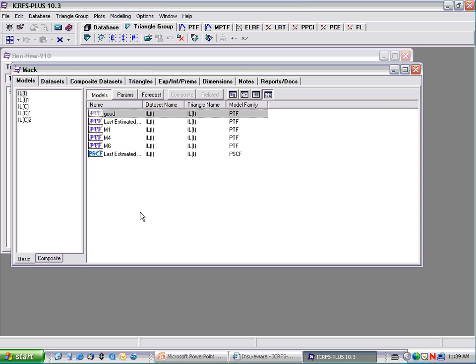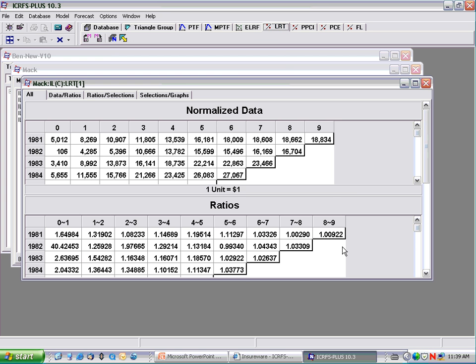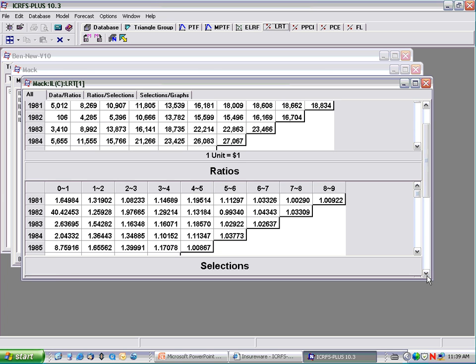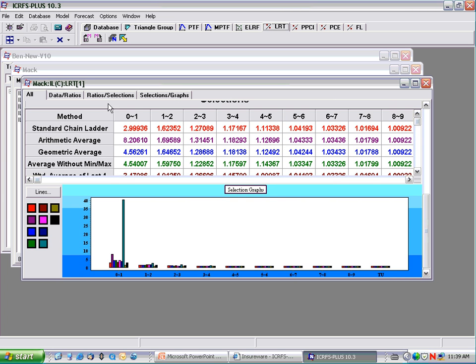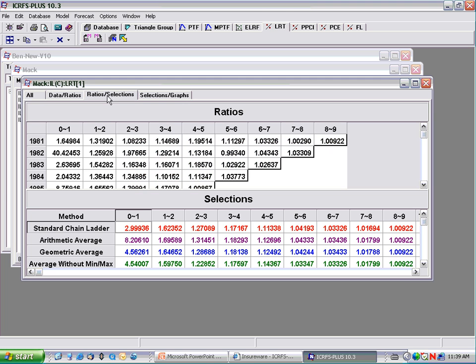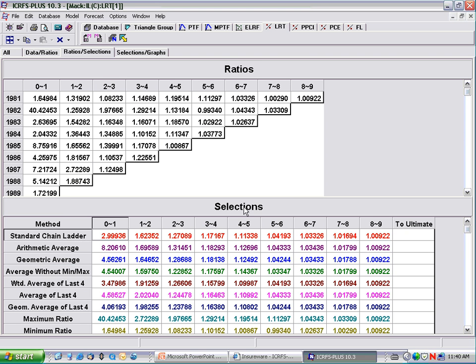Let's open that. We've got incurred data, ILC, and if we apply link ratio techniques to that, you click on the link ratio technique tab here, and you get a large window. Within Windows, you've got the All tab active, normalized data, ratios. If you scroll down, you've got different selections and so on. And graphs of selections, you can go to the ratio selections tab, where you only have the ratios and the selections. Let's go to selections.